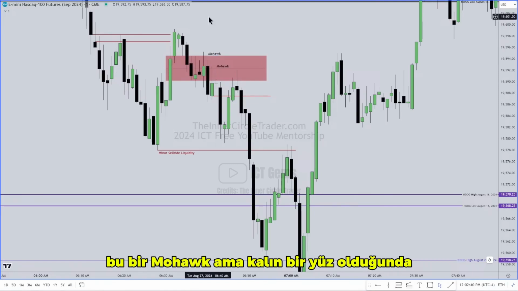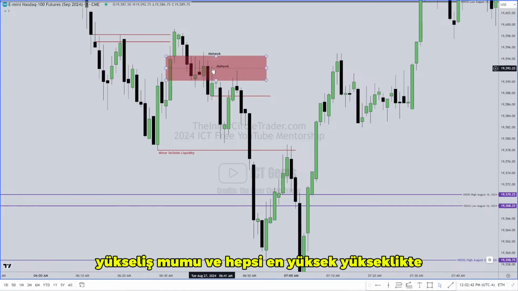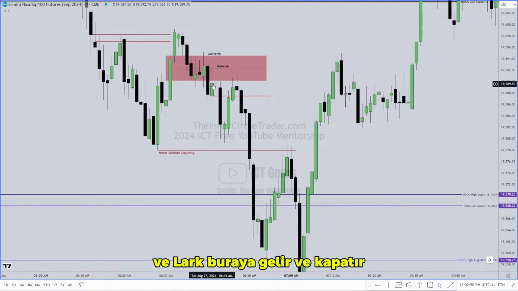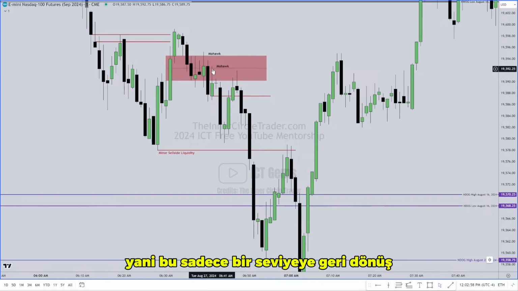That's a Mohawk. But when it's a bold-faced bullish candle and it's all the way at the highest high, it's going to be terrifying to you in the beginning. You're going to second guess everything. And the market comes down here and closes outside the fair value gap, validating this right here. So this is just returning back to a level that's permissible.